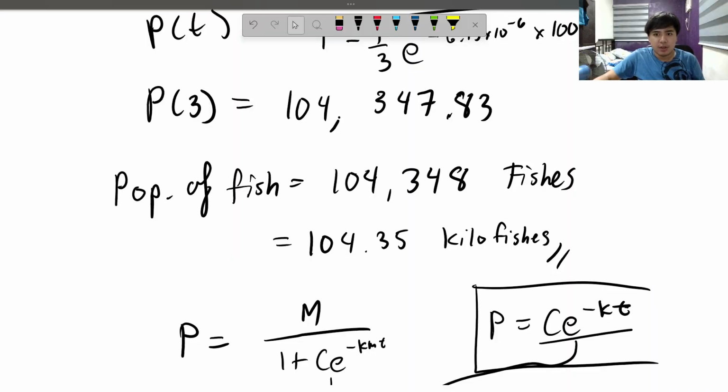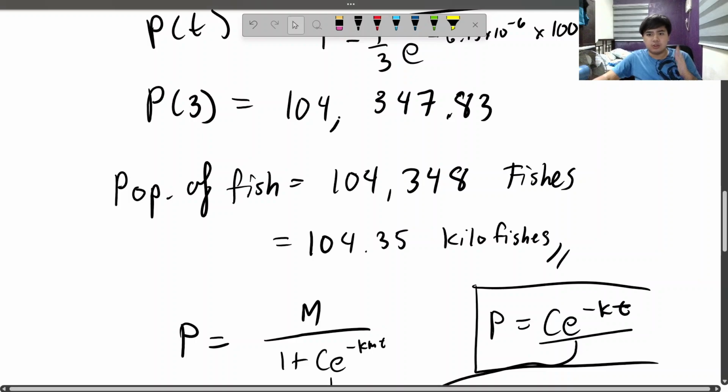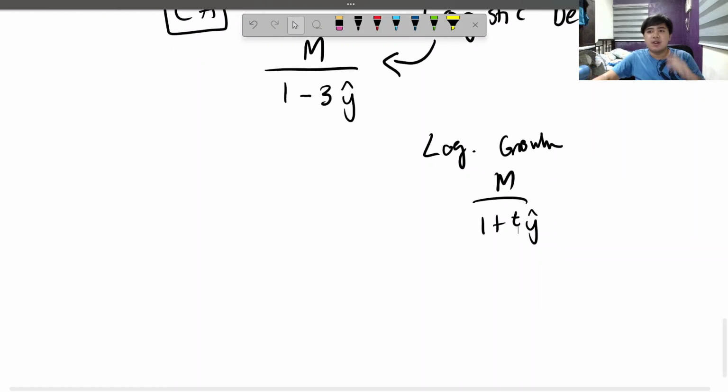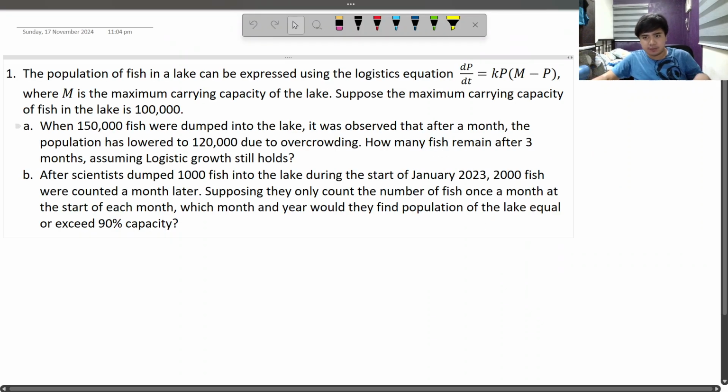So here, and there you go. That's the answer. 104,347.82, or just 104,348. Or again, 104.35 kilofishes. That's a joke if you haven't got it, by the way. So don't actually do kilofishes in your final answer. Your teacher will be mad at you. Okay, next part.